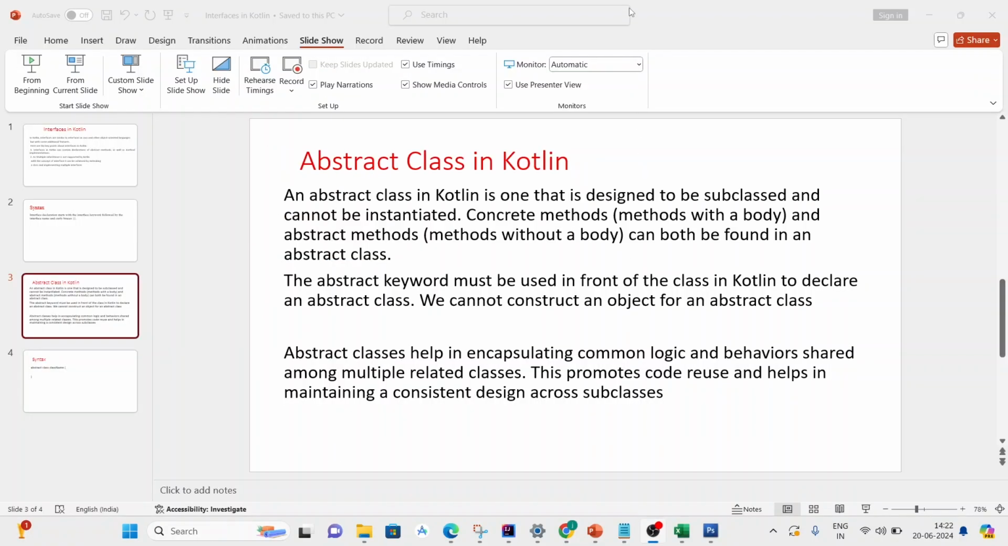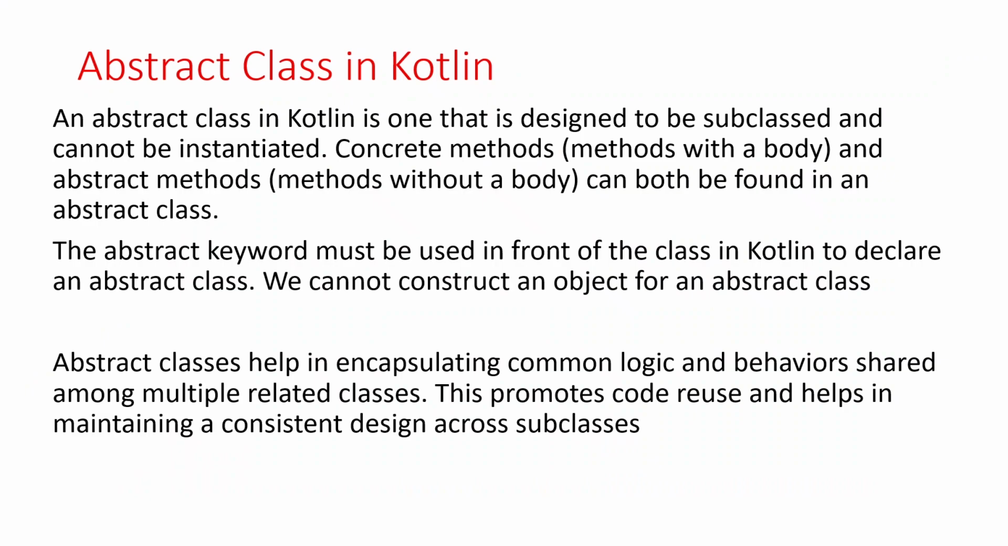Let's talk about the abstract class in Kotlin. As in the previous lecture, we have learned about the interfaces. Now we are going to learn about the abstract class in Kotlin. Let's learn it. So what is abstract class in Kotlin? An abstract class in Kotlin is one that is designed to be subclassed and cannot be instantiated. That means we cannot instantiate an abstract class.